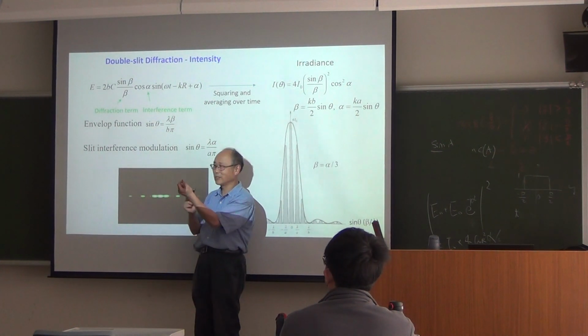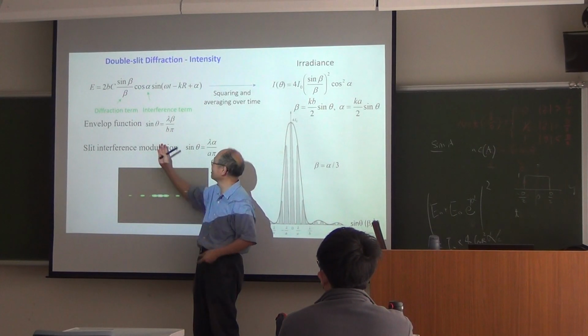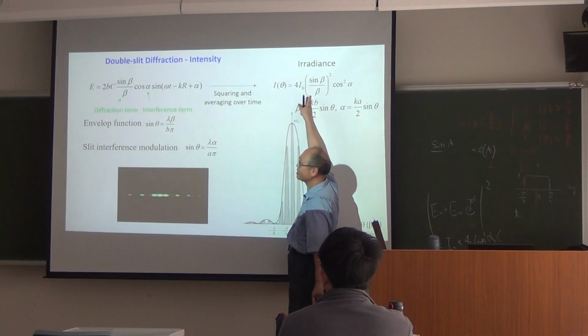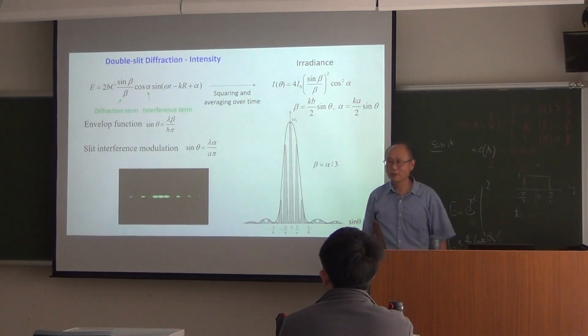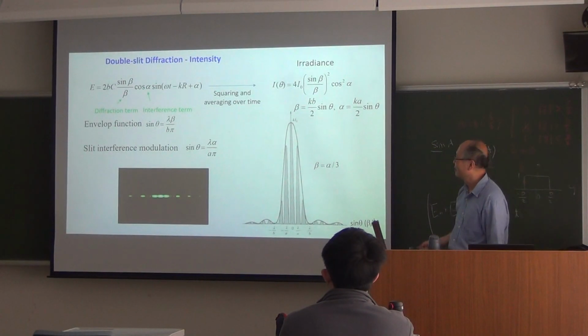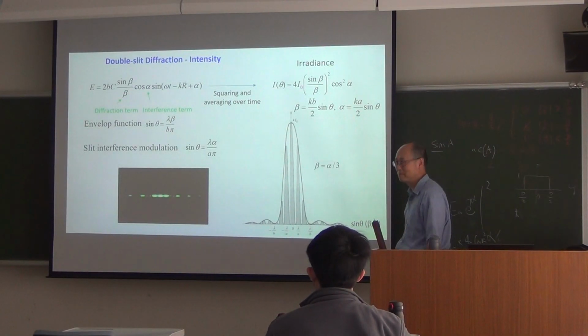And this B is the width of the slits. That gives you the diffraction pattern. So this term is responsible for the diffraction. This term is responsible for the interference. Okay, so this is two slit interference.